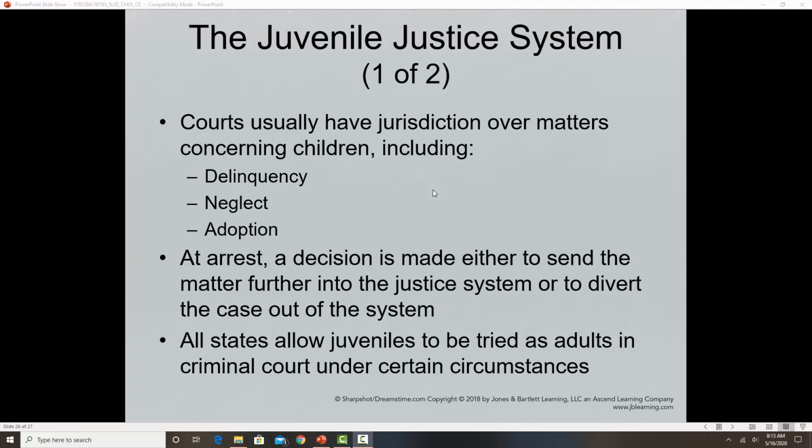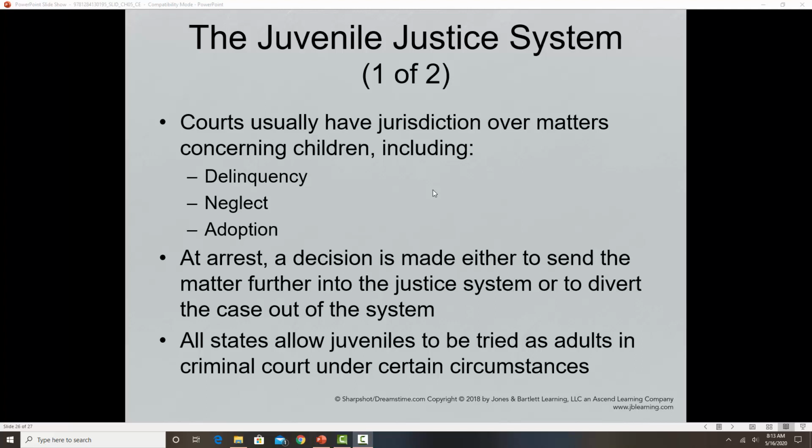Those would all be status offenses, and they're only crimes if you're under the age of 18. When a young person is arrested, a decision is made to either keep the matter in the juvenile justice system or to waive the case to the adult court system. All states do allow juveniles to be tried as adults in criminal court under certain circumstances. The age will vary by state. Remember, all states have the right to make their own rules. Typically it's 14 to 16. But for example, if a 14-year-old commits first-degree murder, in almost all states, they will be waived to the adult criminal court system, and their case will be heard there.